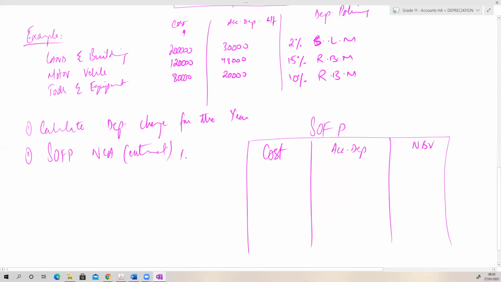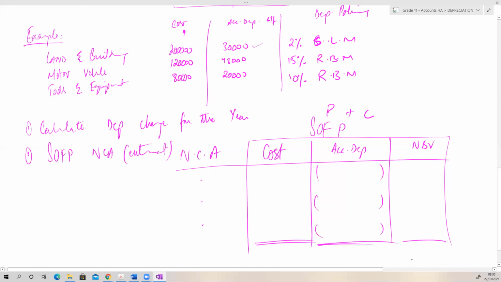SOFP, non-current assets. Write down all the assets over here. 1, 2, 3. उनकी cost minus the accumulated depreciation. Accumulated means previous plus current. This is the previous up to date, and the current is the one that you will calculate. ठीक है. यही बैलेंस कर देना. इसका टोटल नीचे आ जाएगा. ठीक है. Now I'm giving you 2 minutes to do this. करो जरा इसको.